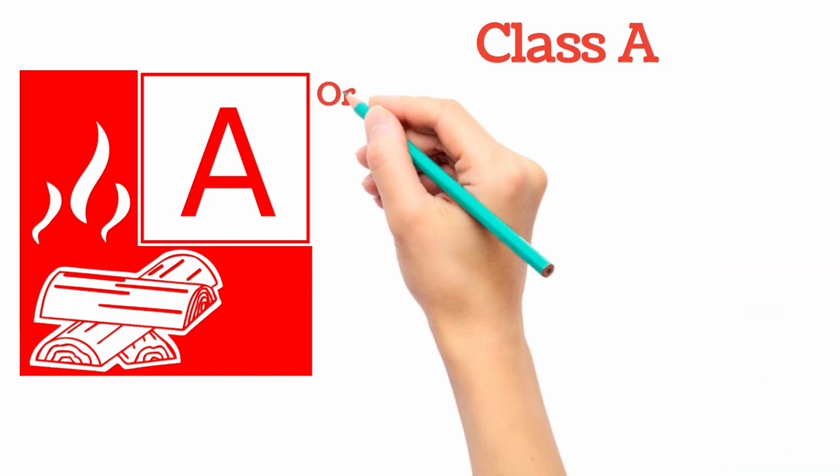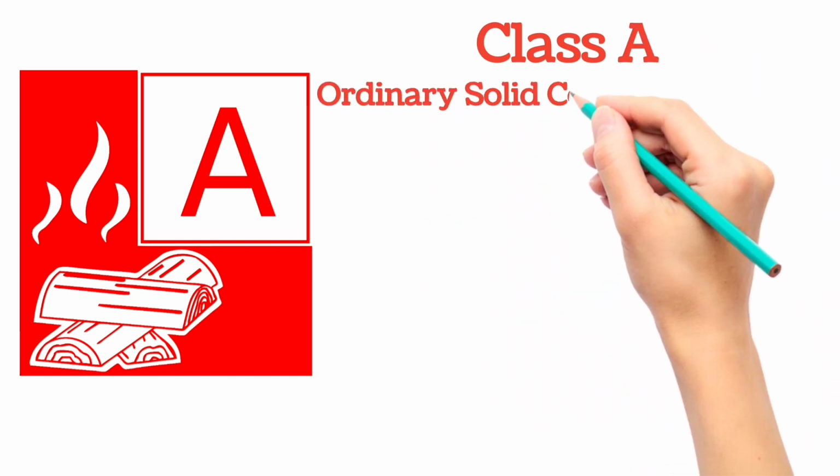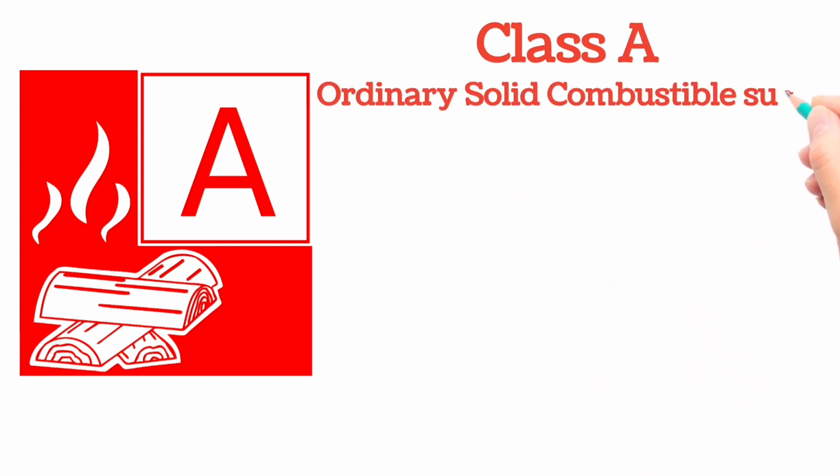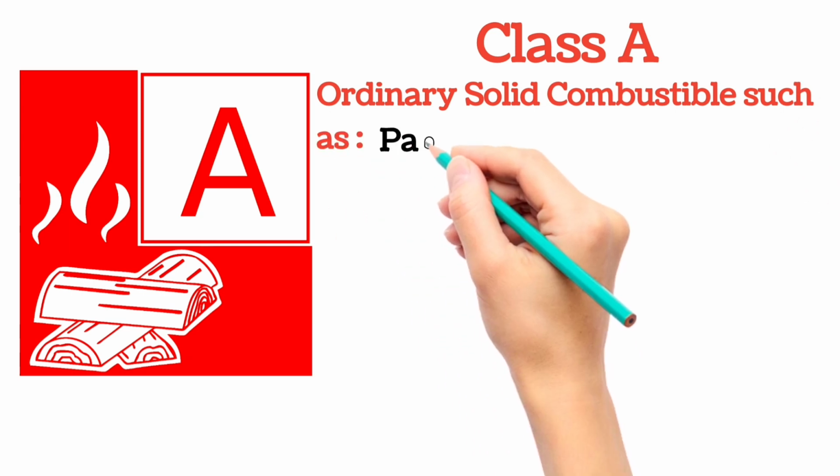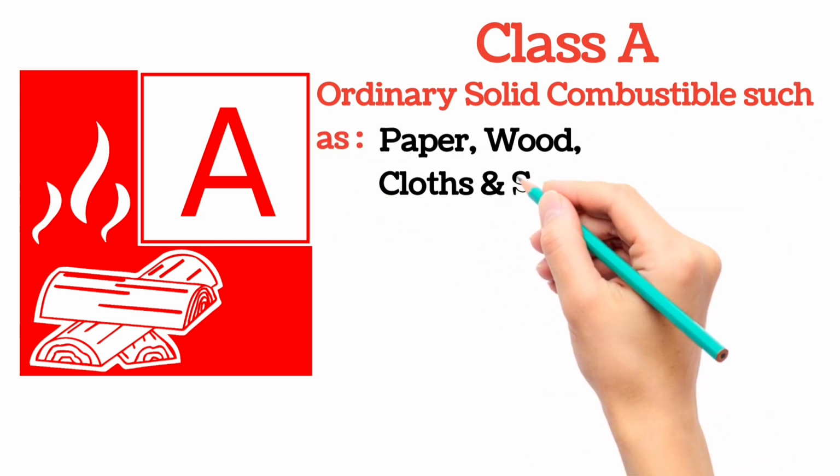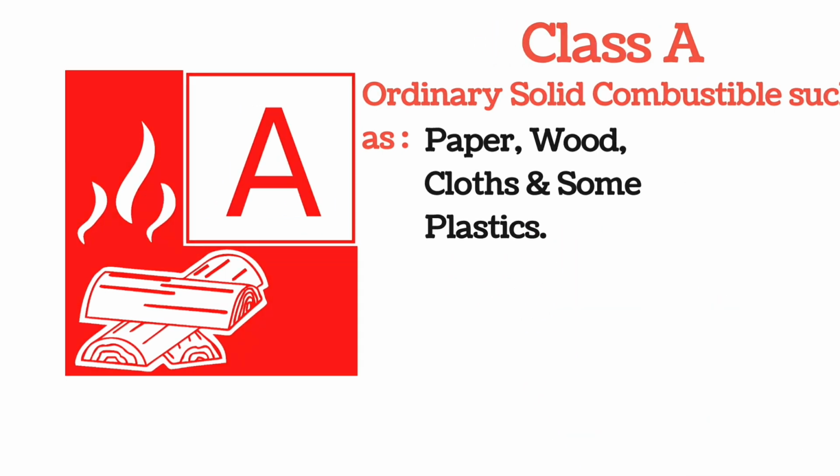Class A: ordinary solid combustible, such as paper, wood, clothes, and some plastics.